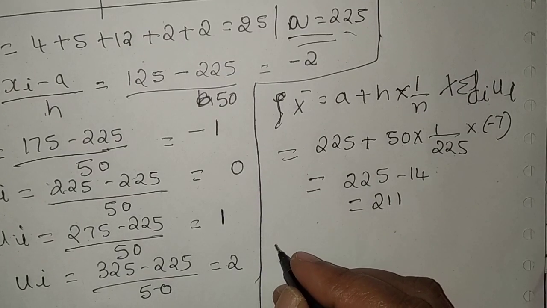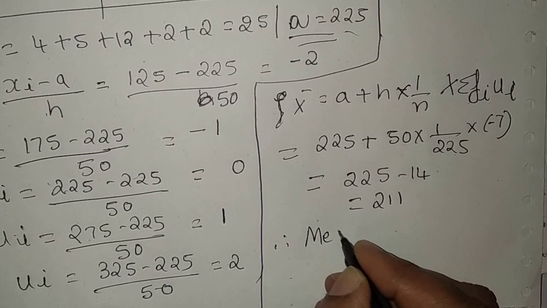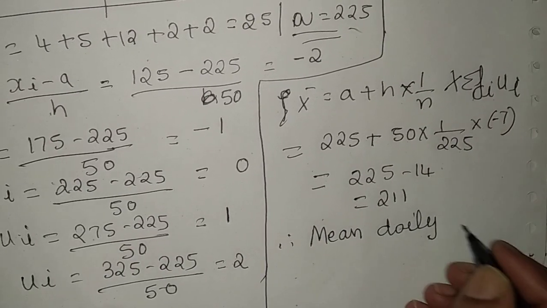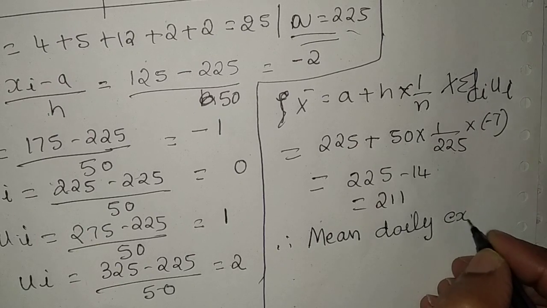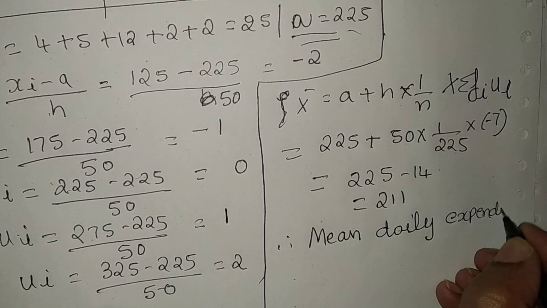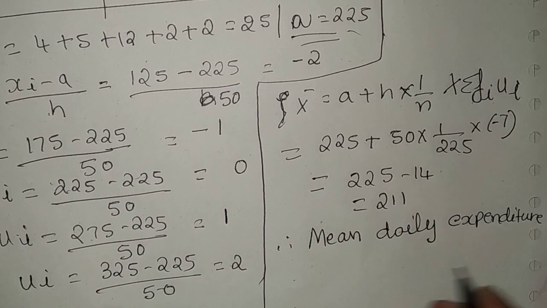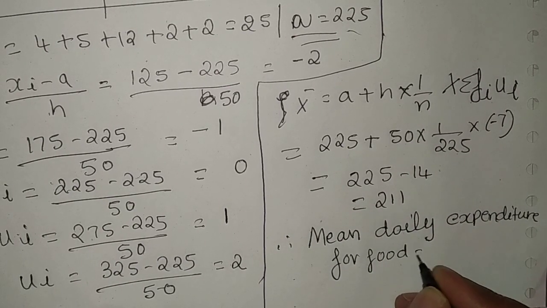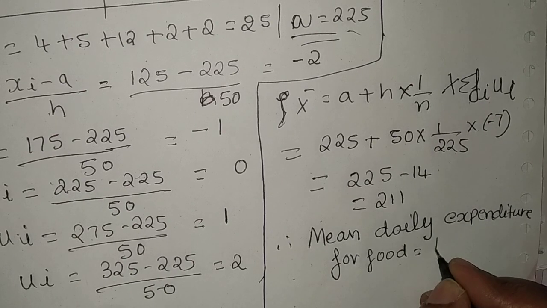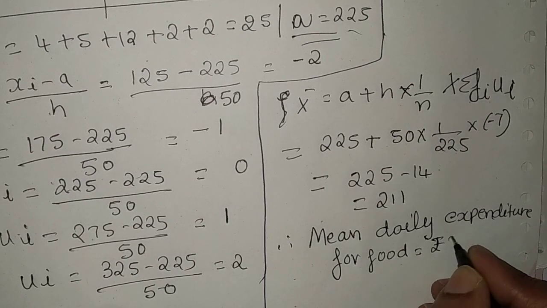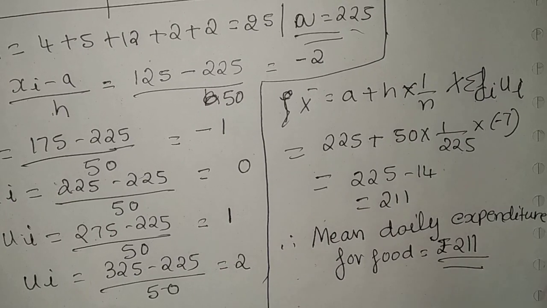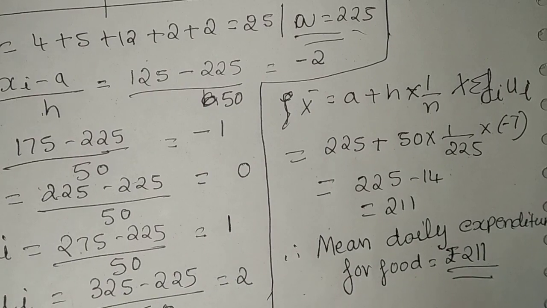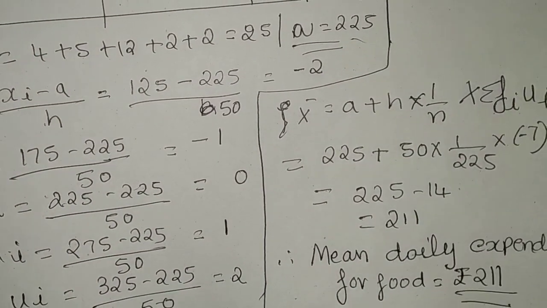So finally, the mean daily expenditure for food is equal to rupees 211. This is the solution for the sixth problem. We move on to the seventh one.